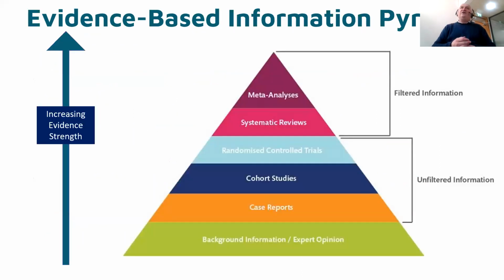And this all ties into what is known as the evidence-based information pyramid. And the higher you go up this pyramid, the better or the higher the quality of the information is. So you start at background information or expert opinion, and you work your way up by increasing the synthesis and evaluation of the information up to systematic reviews and meta-analyses.